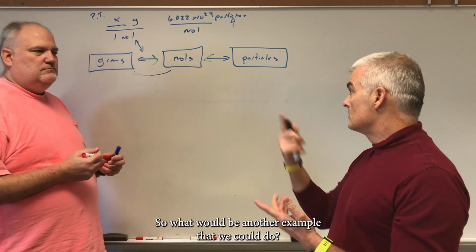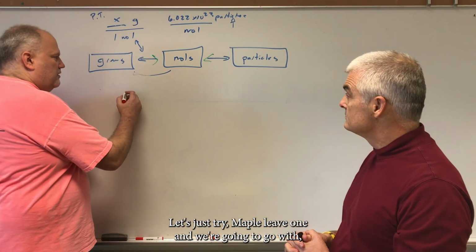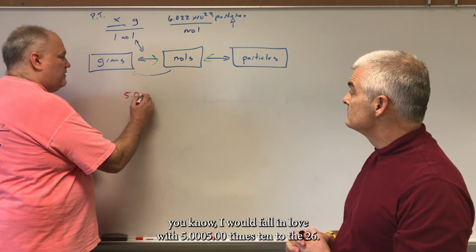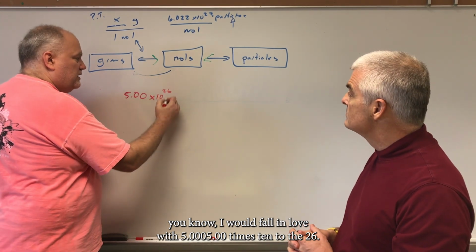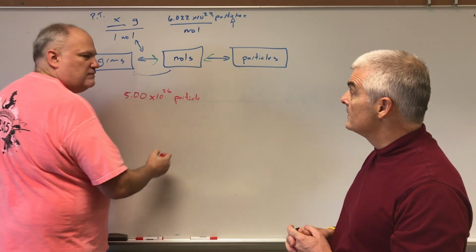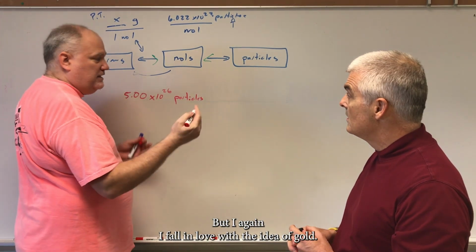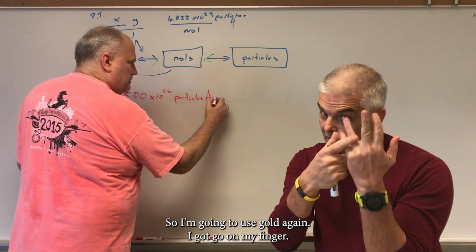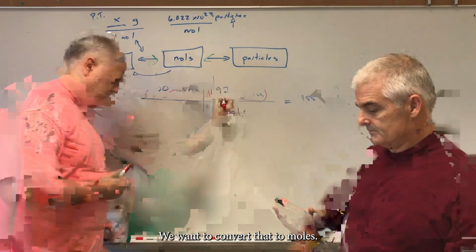Yep. So what would be another example that we could do? Let's just try a make-believe one, and I've fallen in love with 5.00 times 10 to the 26, and I'm going to call this particles. Particles of what? Here's the thing, it could be anything, but I fall in love with the idea of gold, so I'm going to use gold again. I got the gold on my fingers. So here we go. I want to convert that to what, though? We want to convert that to moles.